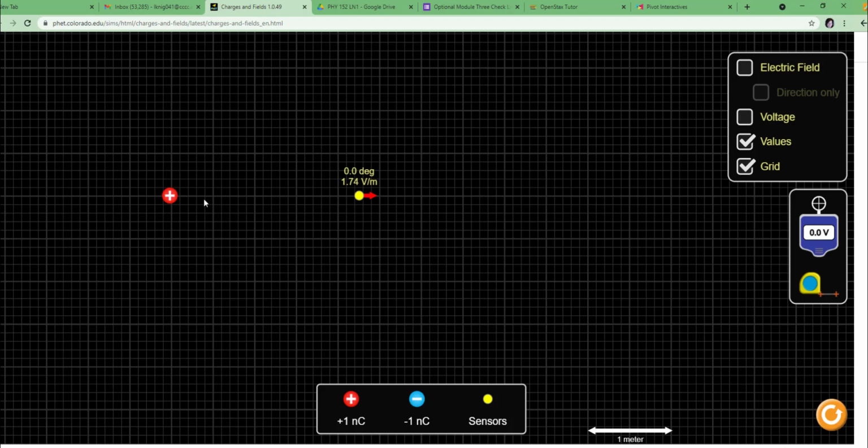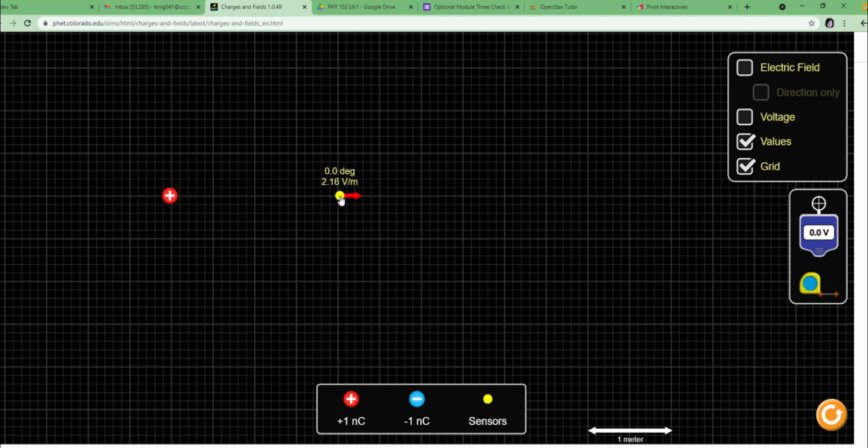To measure the distance, the space between two of the big squares is 1 meter, given by the scale down here in the lower half. So at a distance of, looks like, 2.5 meters, I'm going to arrange this so that it's as close to 0.0 as possible. Okay, so it's right in line, 0.0 degrees. It has a value of 1.4 volts per meter or newtons per coulomb.